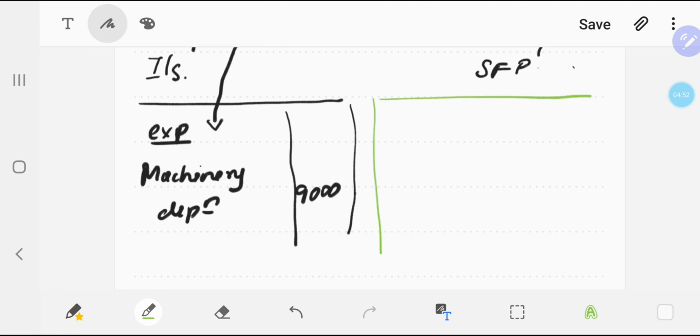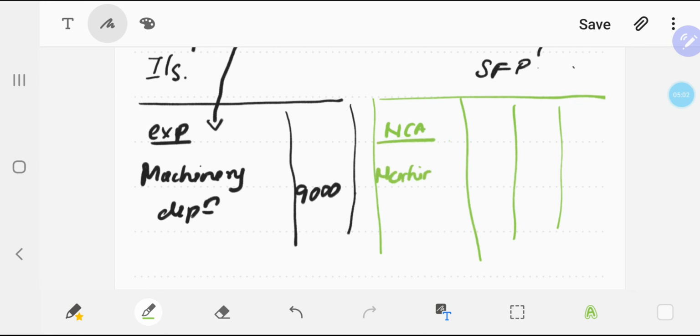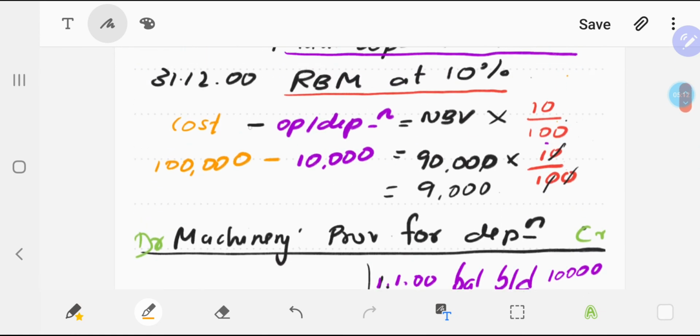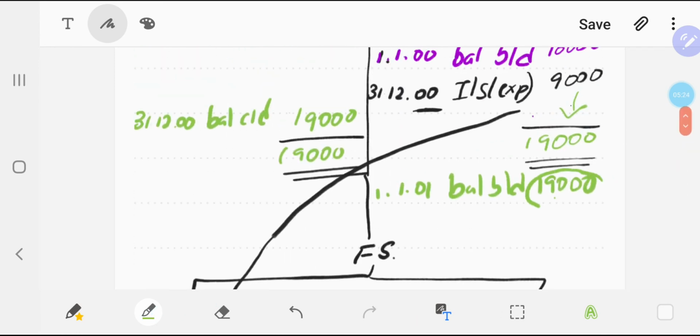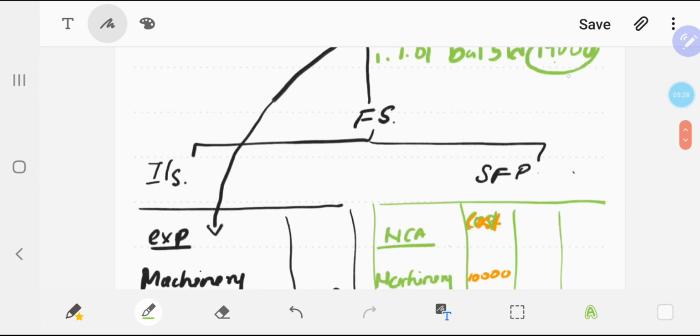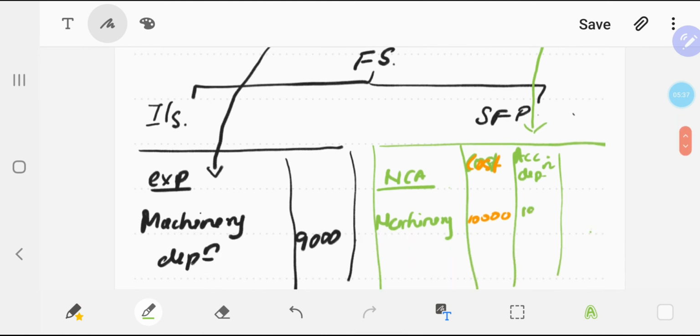And the second financial statement is statement of financial position. This goes under the category of non-current asset. So you write the type of non-current asset, you include the cost. Now the cost is identified in the question as 100,000. Now you have to find the closing value of depreciation. It's 19,000. This is called the accumulated depreciation. Accumulated depreciation means total depreciation, which is 19,000.